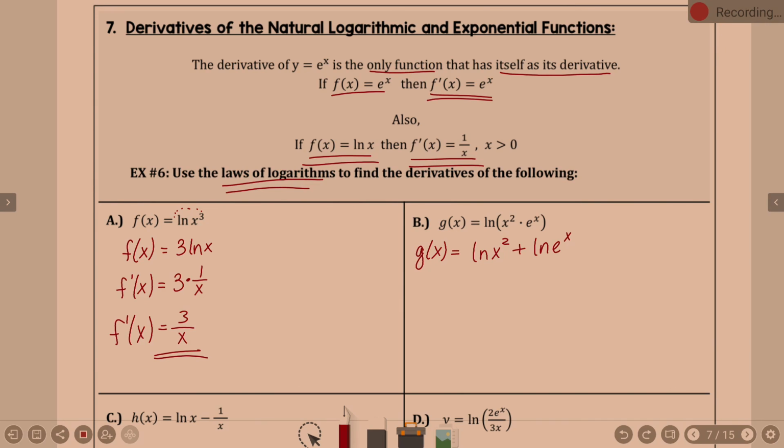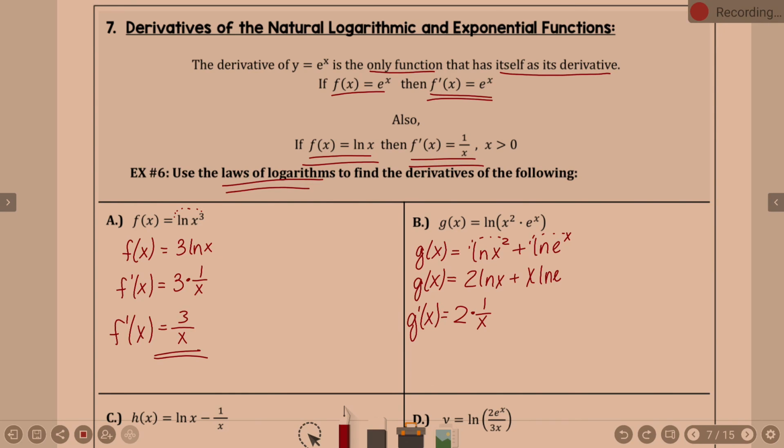Now, go a little bit farther with this. 2 natural log of x plus x. Move your power out front. 2 natural log of x plus, move this power out front, x natural log of e. Now, as we start to think about derivatives, 2 natural log of x. You're going to keep the 2, and the derivative of natural log of x is 1 over x. I'm going to multiply by 2, get 2 over x as final answer.